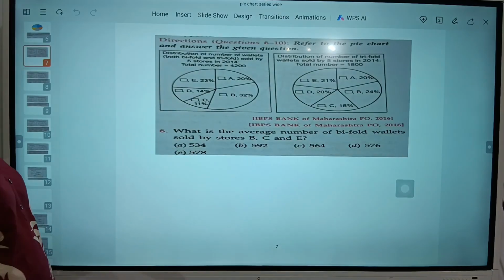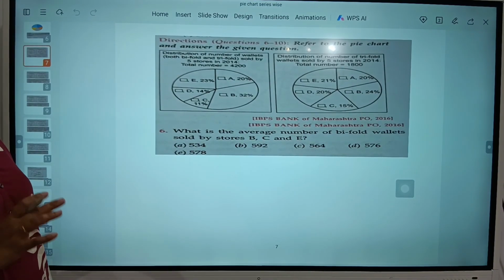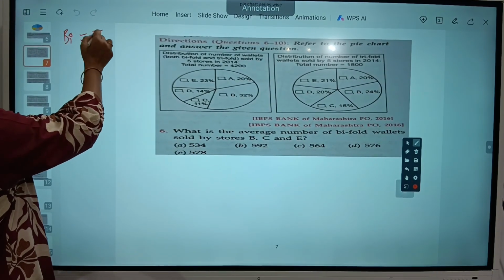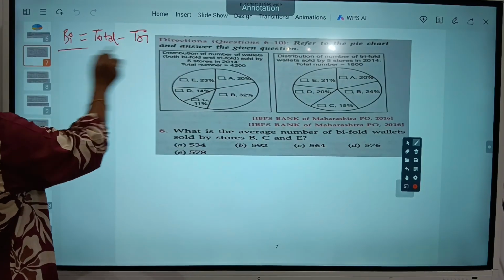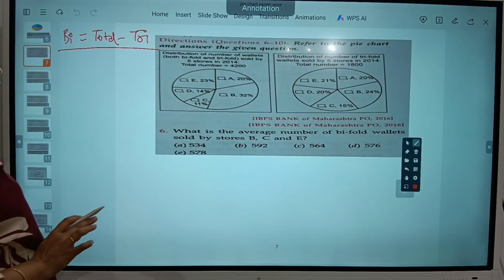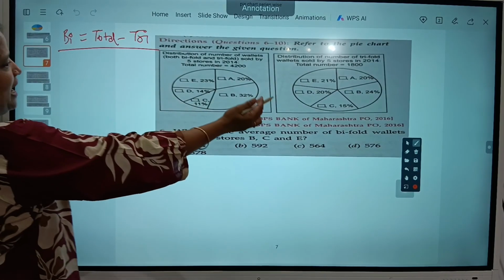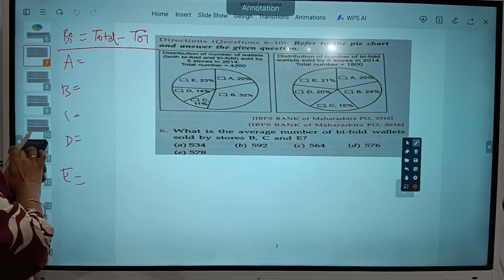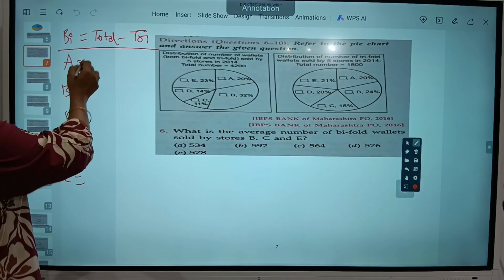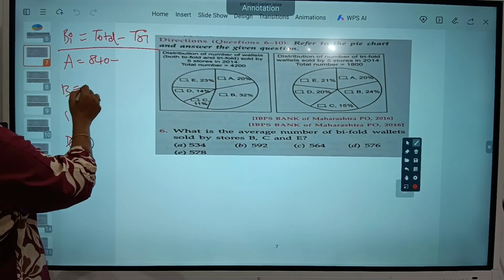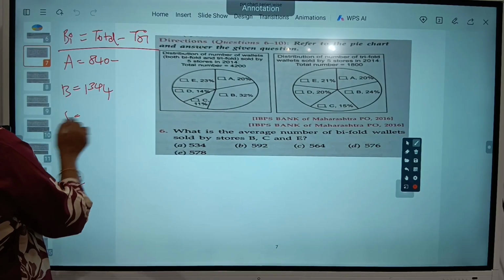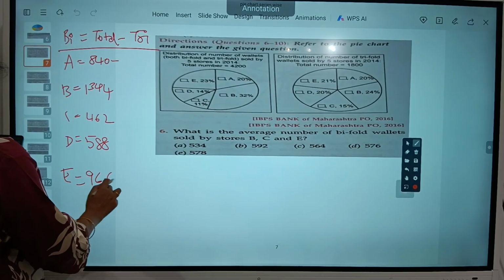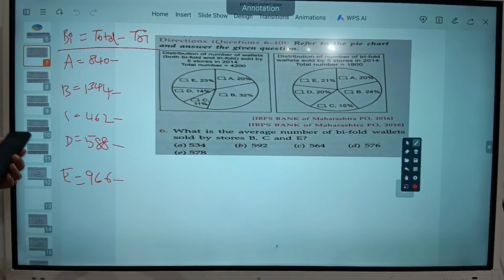Now, based on this data, we will find out the number of bifold wallets sold by each store. So what is a bifold wallet? Total number of wallets minus trifold wallets is nothing but bifold wallets. So bifold wallets in store A, B, C, D, E. What is the total number of wallets we got from store A? 840. Store B 1344. Store C 462. Store D 588. Store E 966. To make it fast, we note down all these total values first.